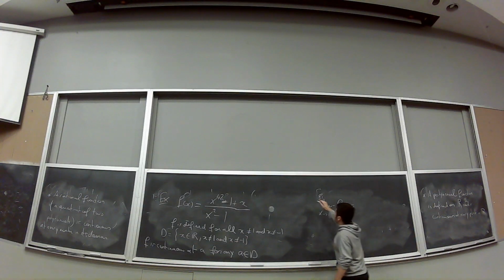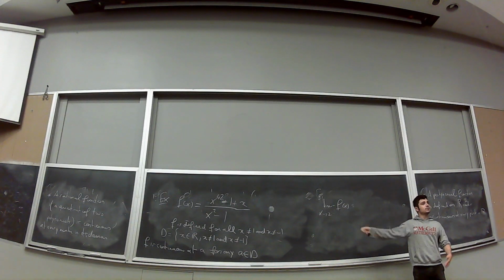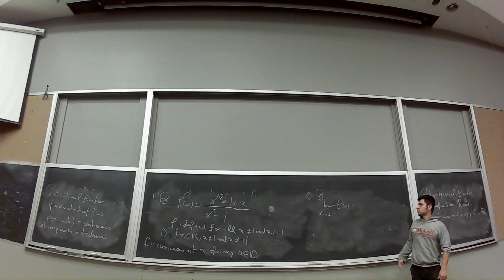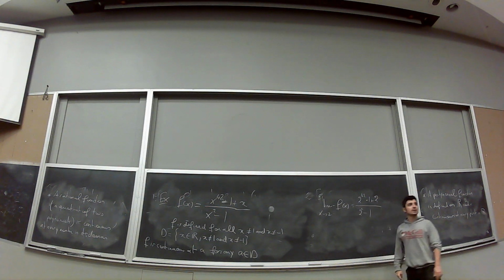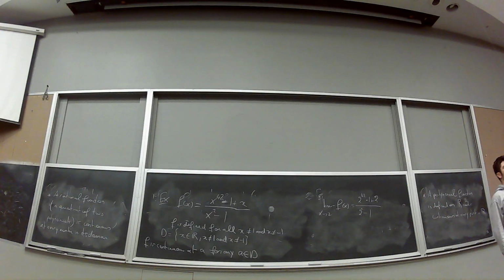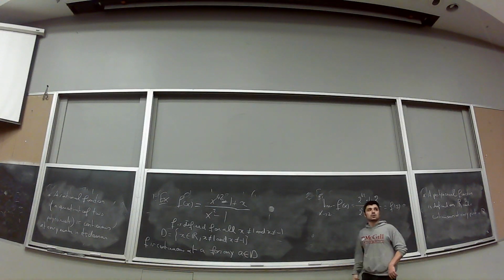What is that? What is this limit? What is the limit of the top? It's 2 to the 42 minus 1 plus 2, right? And the bottom is 2 squared minus 1. This is by the limit laws. We agree or not? Is it equal to f of 2? Of course. So f is continuous at 2.